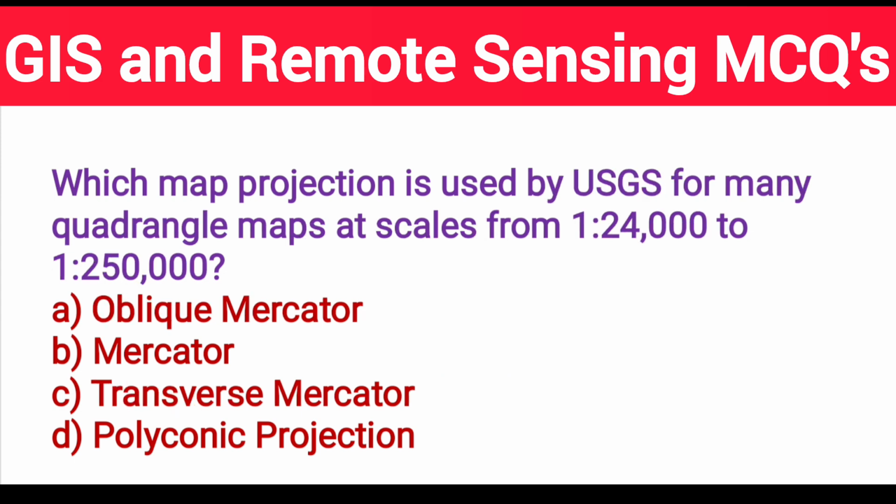Next question, which map projection is used by USGS for many quadrangle maps at the scales from 1 in 24,000 to 1 in 250,000? Option A, oblique Mercator. Option B, Mercator. Option C, transverse Mercator. Option D, polyconic projection. So the correct answer is option C, transverse Mercator.